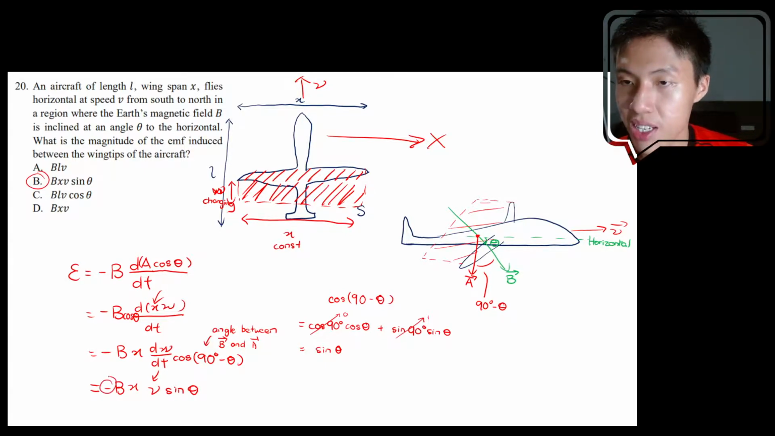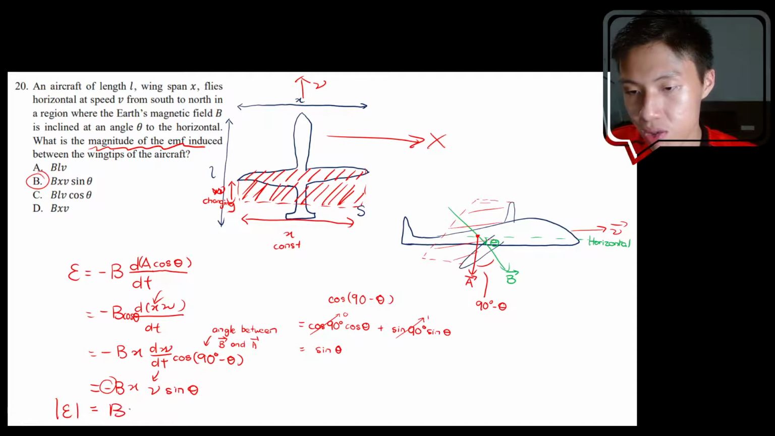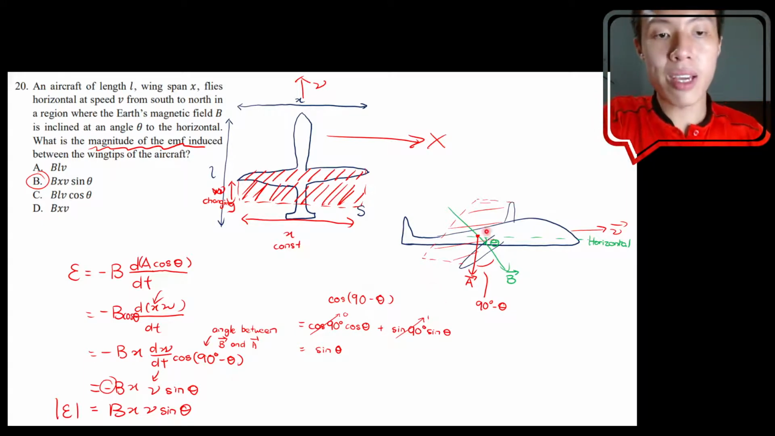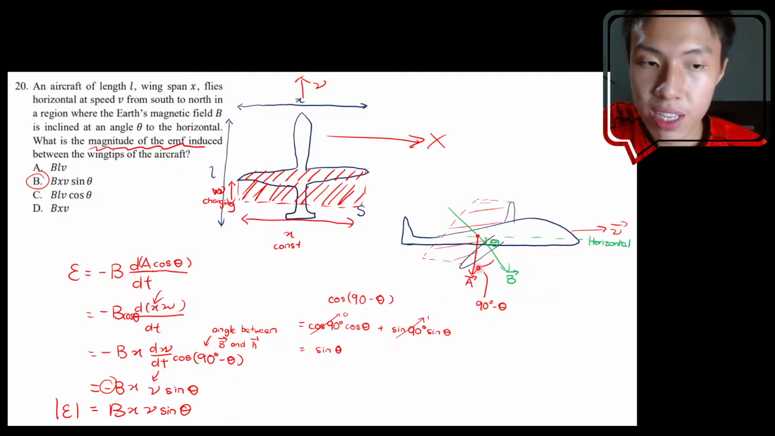Okay, why is there a negative sign here? Because they ask for magnitude. Then if you change it to magnitude only, you don't need to introduce a sign. So just B x v sin theta. Okay, I think the main issue that many might have is to determine where the area vector is pointing.